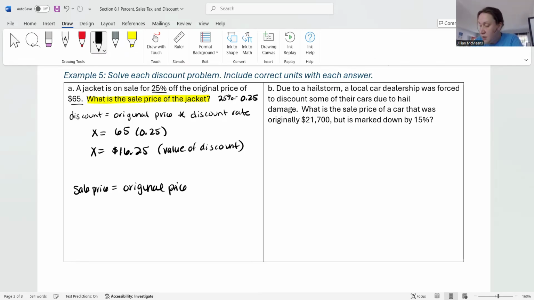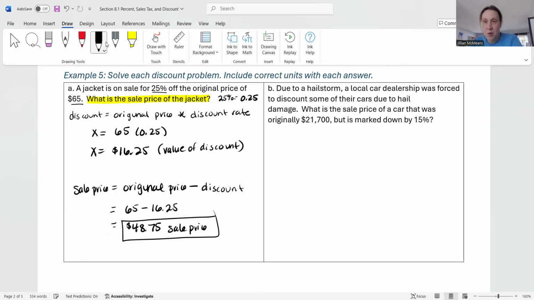Well, I forgot a P. I forgot R. I mean, original price minus whatever the discount is. And we know what the discount is. That's the $16.25. So what we want to do is take the original price of the jacket, which is $65. We want to subtract 16.25. You can do the actual subtraction on a calculator. And I get 65 minus 16.25 is 48.75. And I'm just going to put sale price so that I know what that number means.